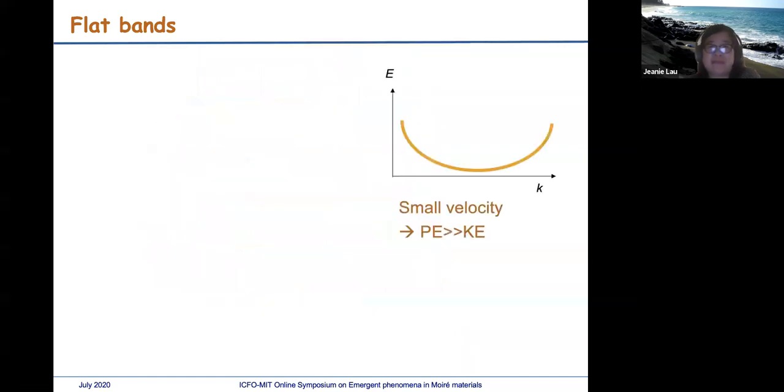So what's a flat band? A flat band is just when you plot the energy as a function of momentum and get a very flat plot, which means very small velocity, which is basically the slope of this plot. In this case, the potential energy is much larger than the kinetic energy.